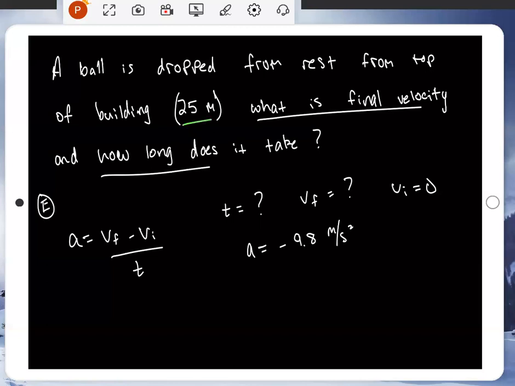Got a number up here we haven't used yet. 25 meters. That's like the distance. Yeah. So what do we use for that variable? D. Got it. Okay. So yeah, there's nothing else, but we have two things to solve for here, and they both show up in this equation.